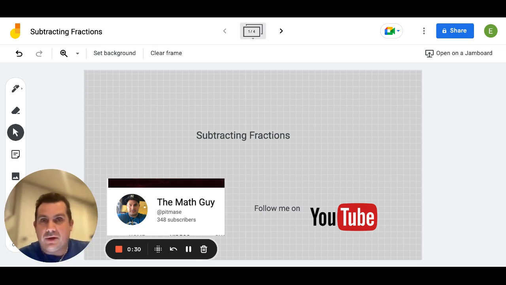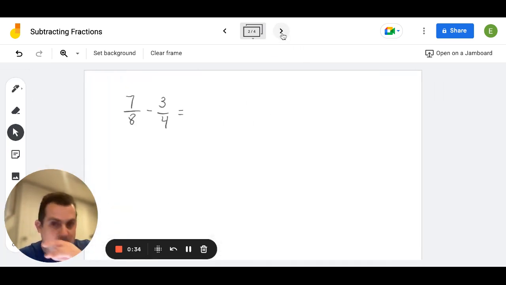So this one will be on subtracting fractions. So let's move on here. Let's take a look over here. So we have 7/8 minus 3/4. First thing we notice here is we do not have common denominators. So when we do this subtraction, we cannot subtract our denominators here.